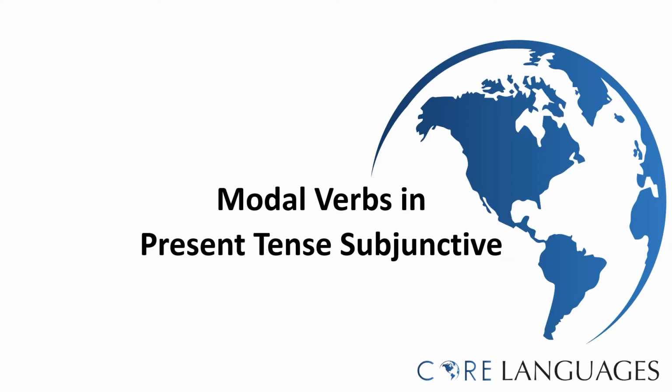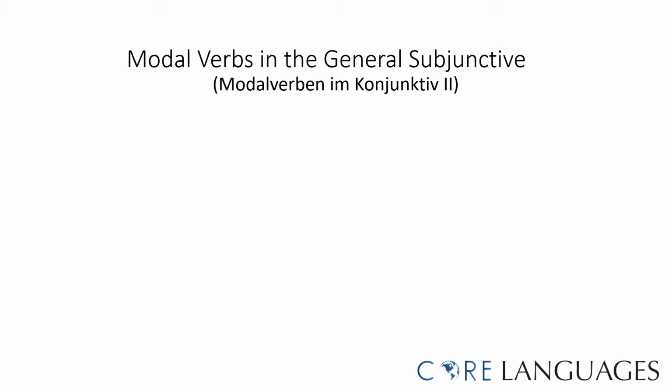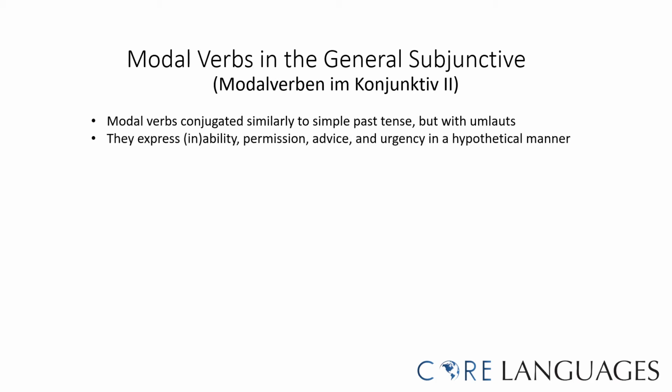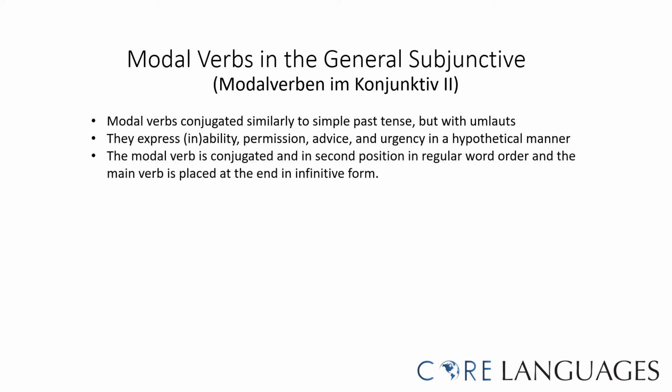Modal verbs in the present tense subjunctive. Modal verbs in the general subjunctive or in the Konjunktiv 2 follow their own conjugation pattern. It is similar to the conjugation pattern of the simple past tense, but with umlauts. We use modal verbs to express the ability or inability, to give someone permission or advice, or to express urgency in a hypothetical manner when used in the Konjunktiv 2. The modal verb is conjugated and in second position in regular word order, and the main verb is placed at the end of the sentence in the infinitive.